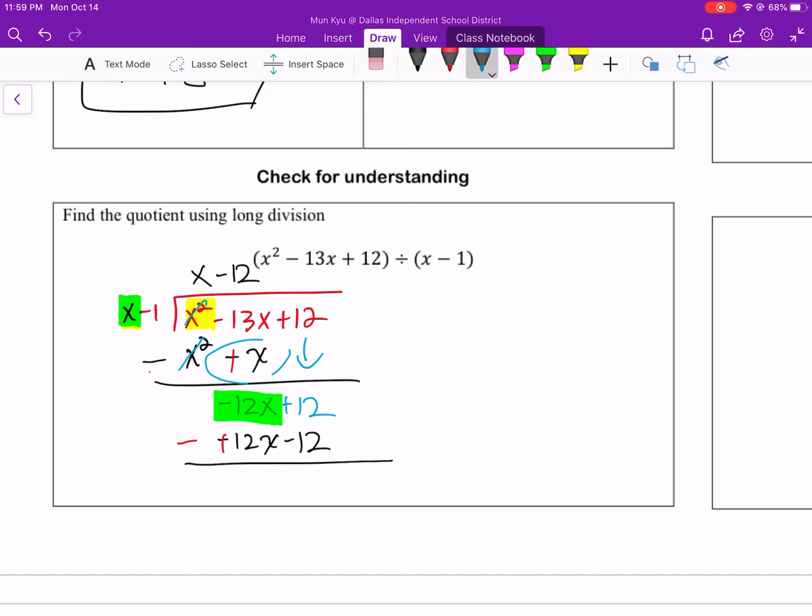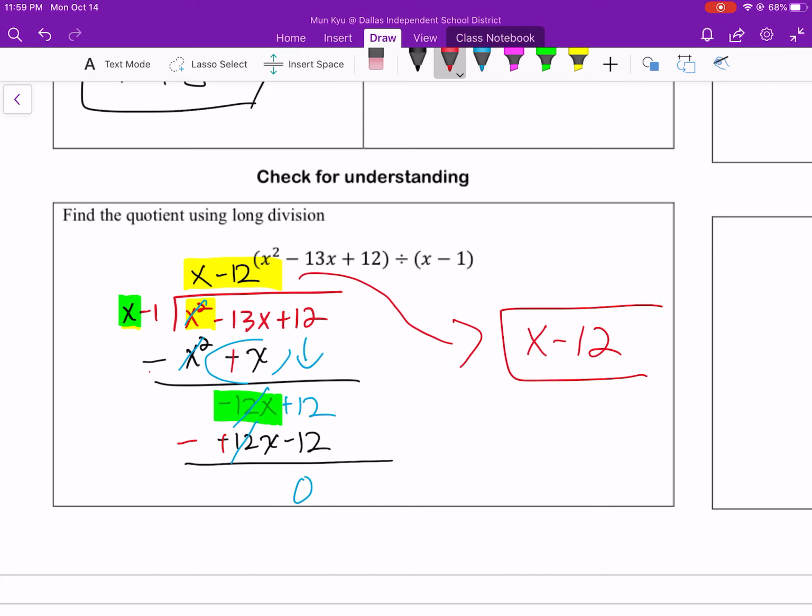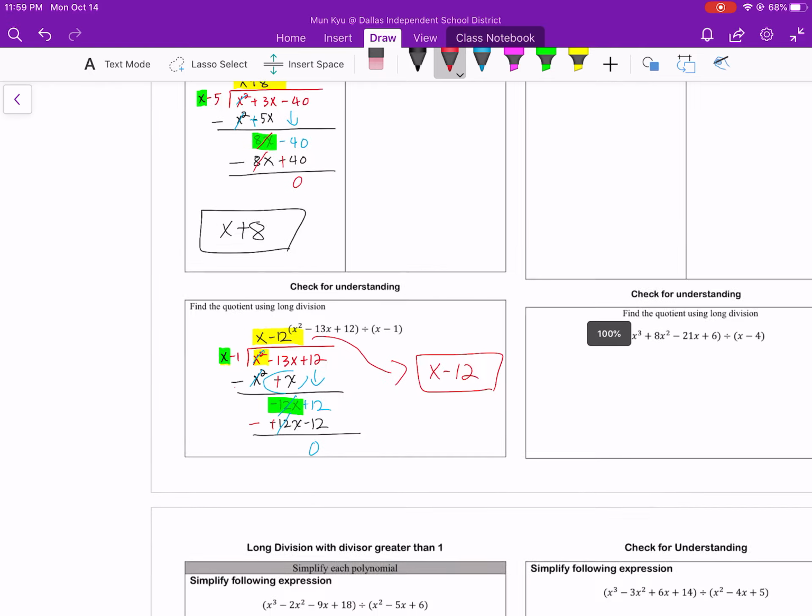So let's do this one. Negative 12x plus 12x will disappear. Positive 12 minus 12 will become 0. So we have no remainder here. So if you divide this one, you will have a quotient of x minus 12. And this is going to be your solution for this check for understanding.